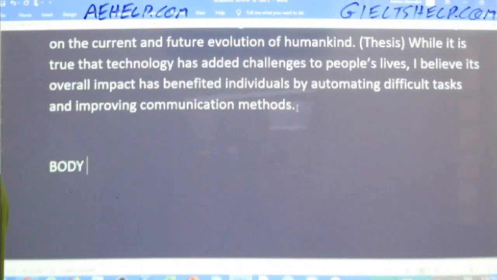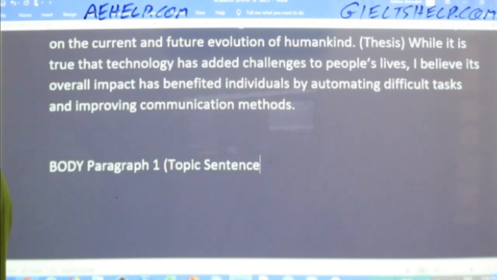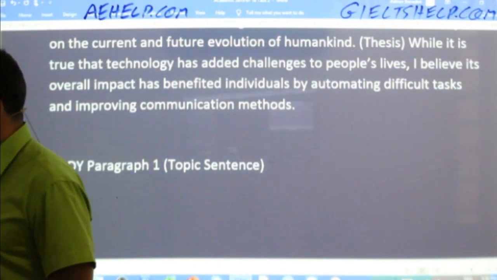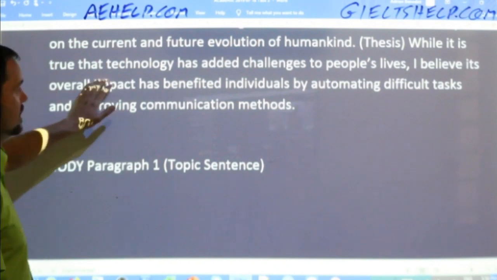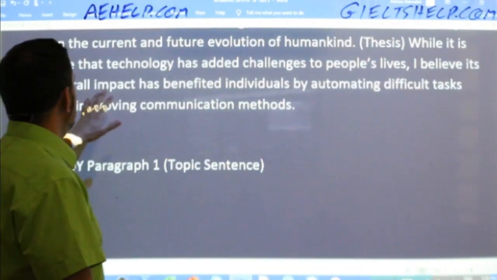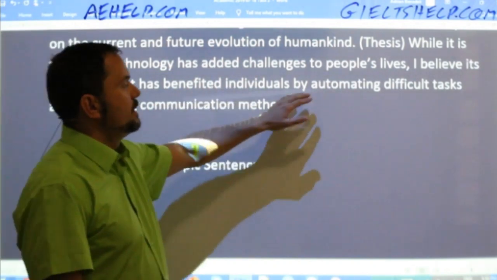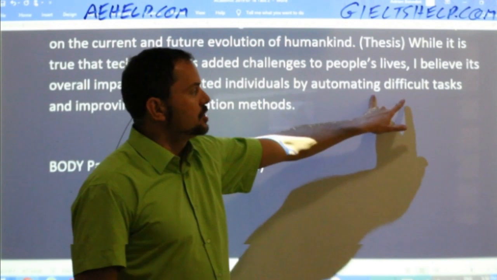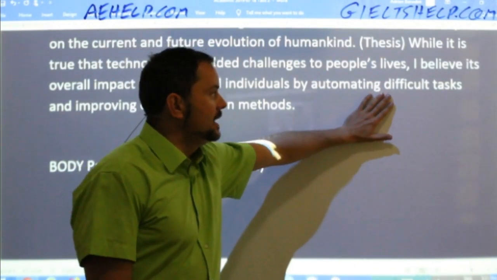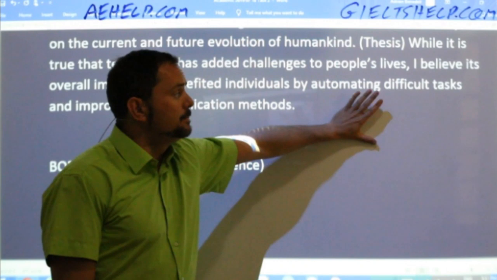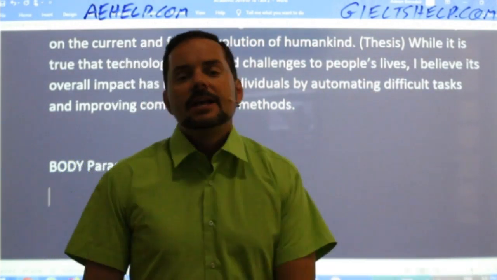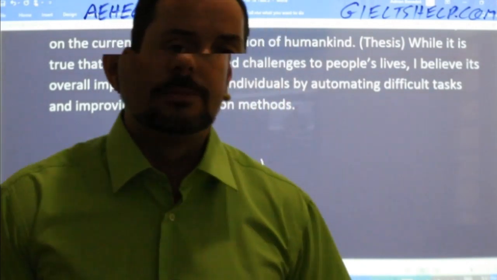So body paragraph 1 has to start with a topic sentence. Okay? And in this topic sentence, I want to present my argument and counter argument. So while it is true that technology has added challenges to people's lives, I believe its overall impact has benefited individuals by automating difficult tasks. So this body paragraph is about automating difficult tasks or making difficult tasks easier, machines doing easier tasks. But before I argue for that, I have to present my counter argument, right?